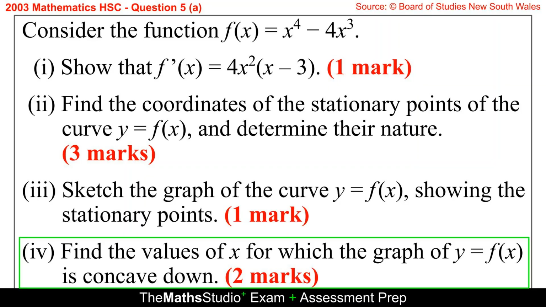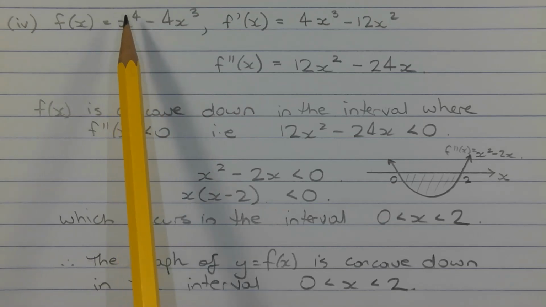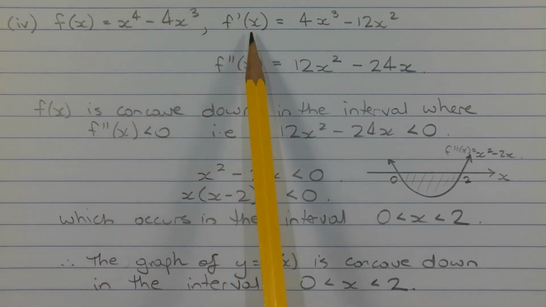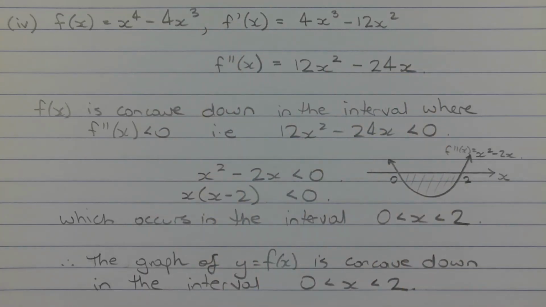Part 4. Find the values of x for which the graph of y equals f of x is concave down. The graph of y equals f of x is concave down in the interval where the value of the second derivative is negative. In other words, f double dash of x is less than 0. Given f of x is equal to x to the power of 4 minus 4x cubed, f dash of x is equal to 4x cubed minus 12x squared. That's our first derivative. To get our second derivative, we differentiate f dash of x again with respect to x, so we get f double dash of x is equal to 12x squared minus 24x.